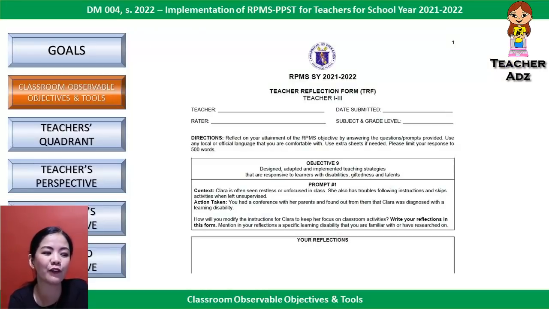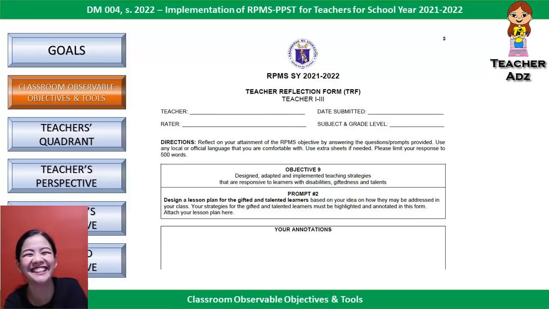Teacher Reflection Form. Nakalagay po siya sa ating DM4 series of 2022. There are 2 prompts there that we have to answer for TRF. Dalawa po yan kailangan sagutan. Teacher Ads, wala nga akong ganyan na learners. Tapos, ipipilit mo na sagutan ko yan. Hindi po ako yung namimilit. Nakasulat lang po, ini-explain ko lang.